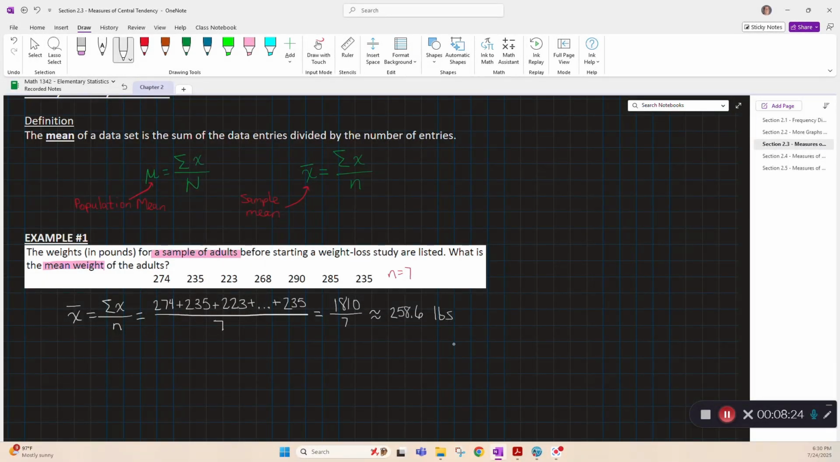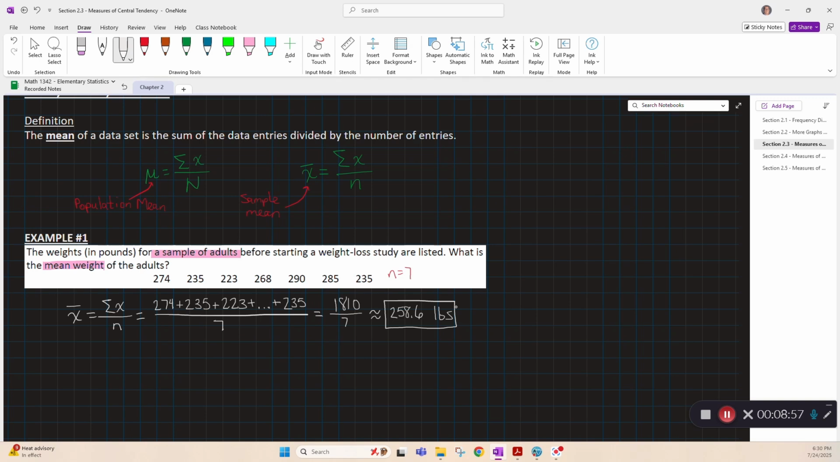pounds. And that's our answer. That's the mean here. 258.6 pounds. Notice I put my units on there because I don't want this to be some mystery as to what units there are. It's in pounds. Okay, so that's all mean is. You add them up, then divide by how many you have.